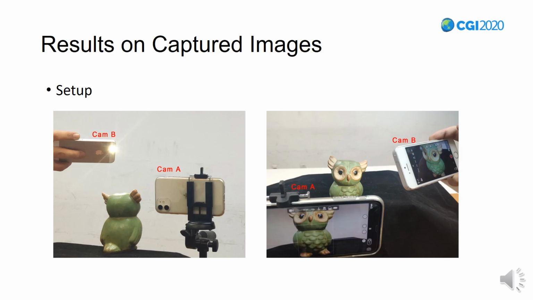We extend our method to real acquisition data. The figure illustrates how devices are deployed in a dark room. Camera A is mounted on a tripod and shoots video of the target object, while camera B only serves as a light source, and it is moving in front of the target.